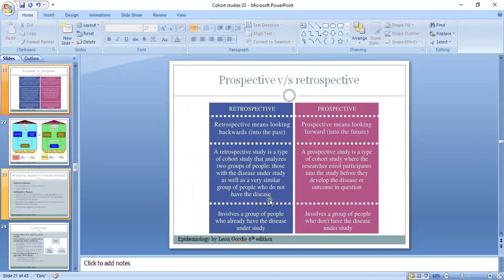A retrospective study involves a group of people who already have the disease under study, while the prospective involves a group of people who don't have the disease under study.